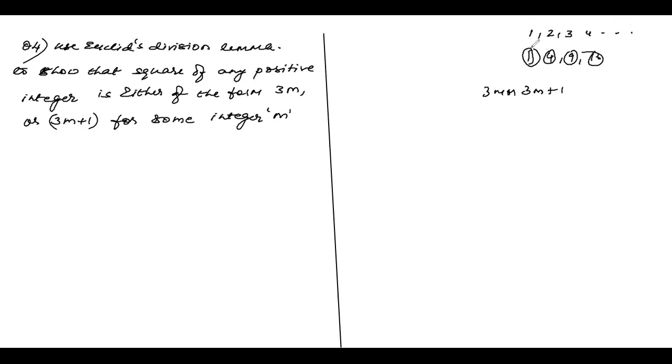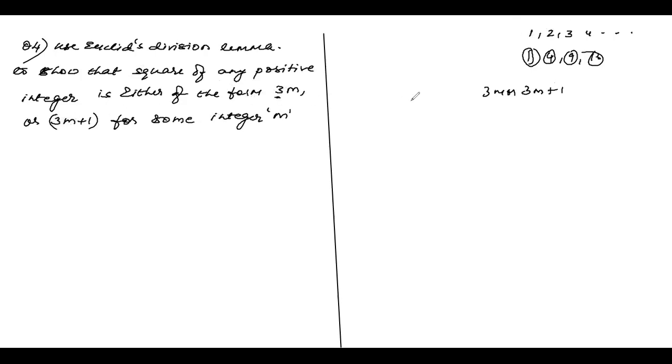Now, if I think of the squares of them, like 1 ka square 1, 2 ka square 4, 3 ka square 9, 4 ka square 16, 5 ka square 25. These squares are of the form 3m plus 1. But how to show this? It is of this form. You have to use Euclid's division lemma. So let's go about, children. Now, try to understand, children. If these numbers are also divided by 3, 3 is a divisor here.